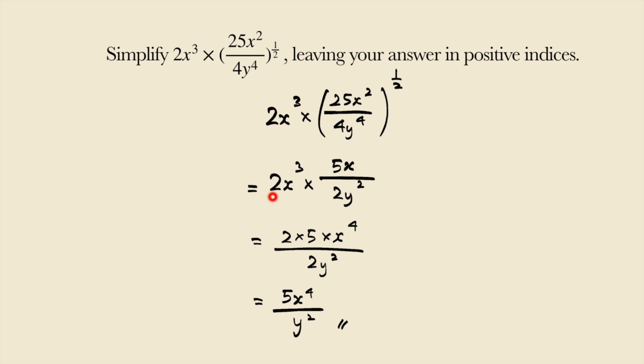Next, understand that 2x cubed is like the numerator. So what's 2 times 5, right? Written here. x cubed times x, which is x to the power of 4. The denominator stays as 2y squared. Okay, now this 2 and 2 will cancel out, meaning 5 is the numerator. x, anything else? No, nothing else. So x to the power 4, y squared stays below, and this is the final answer.